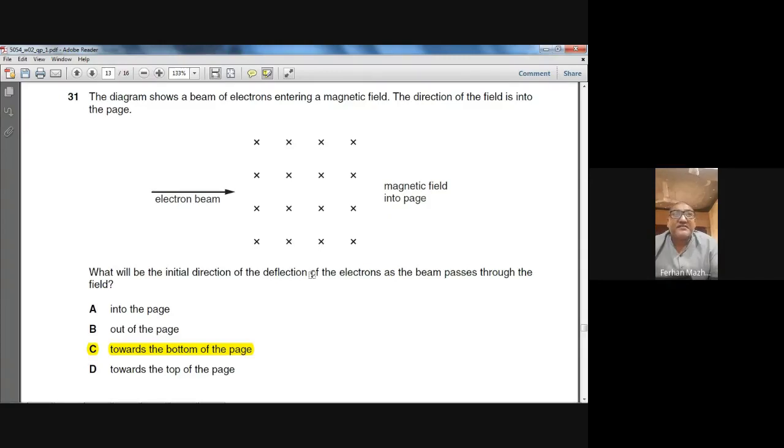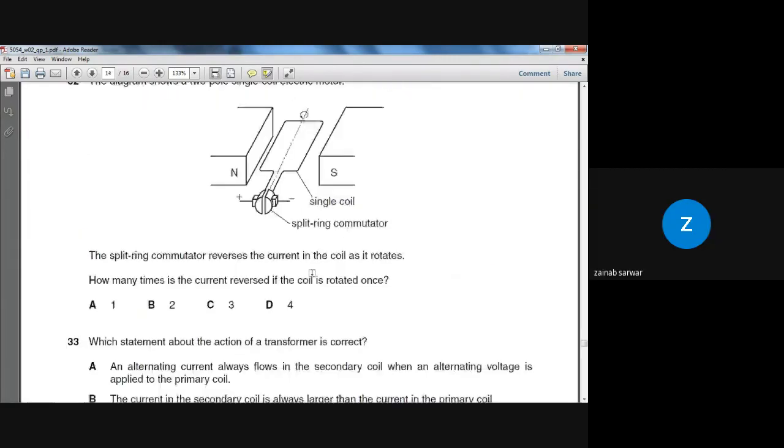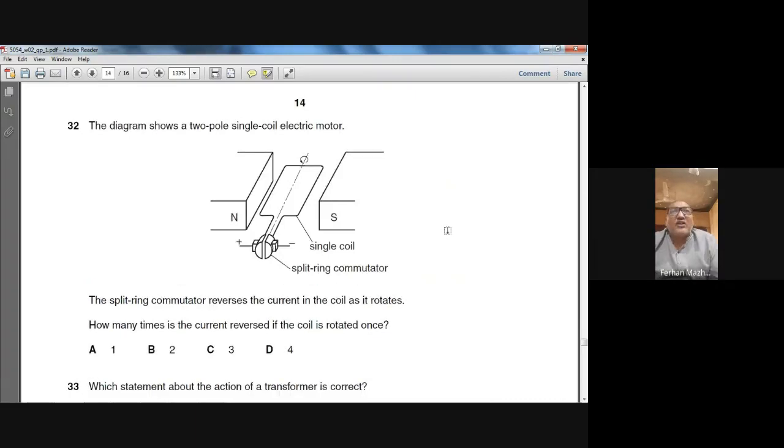So C is the choice. Yes, sir. The diagram shows a two-pole single coil electric motor. It's a motor. The split ring commutator reverses the current in the coil as it rotates. How many times is the current reversed if the coil is rotated once? In one complete cycle, 2 times the direction of the current is reversed. In one complete rotation, the direction of the current is changed by the split ring commutator twice.